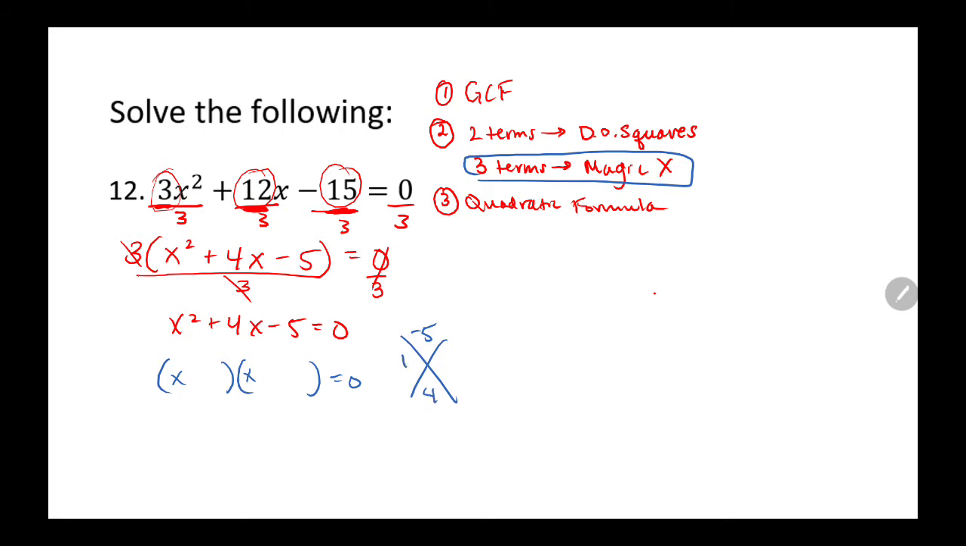Well, 1 times 5 gives me 5. Which one would be negative? That one. So negative 1 and 5 give me 4. I'll write these right here. And now we're going to solve by setting each factor equal to 0.